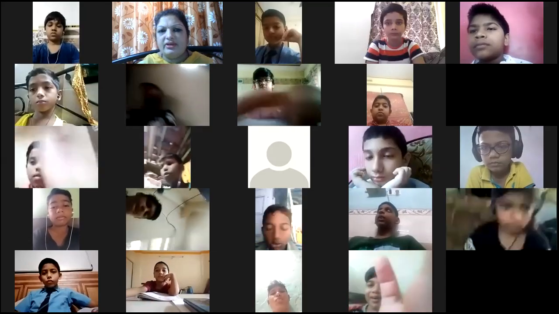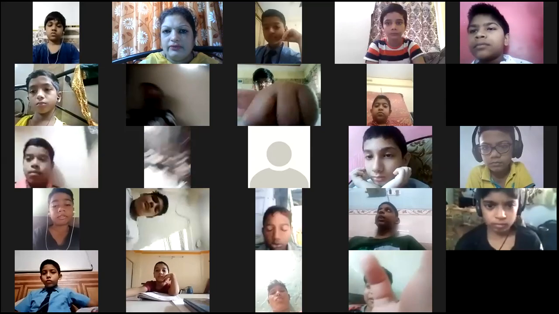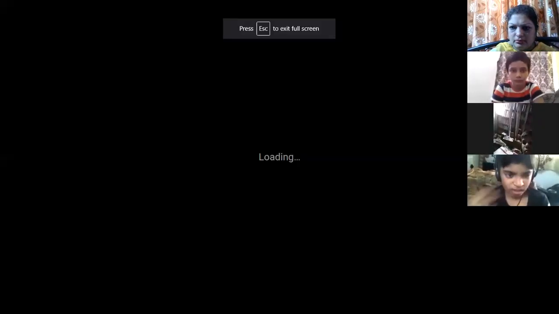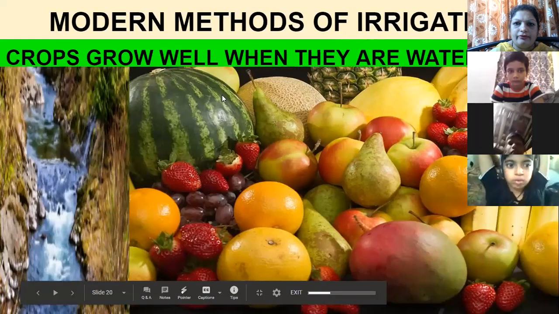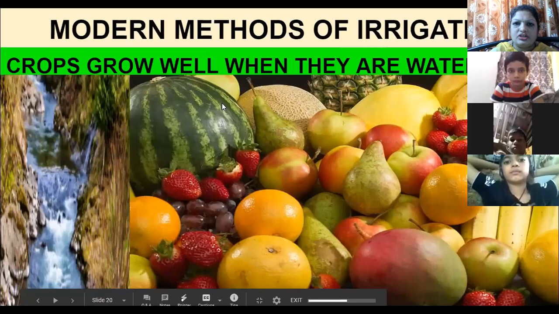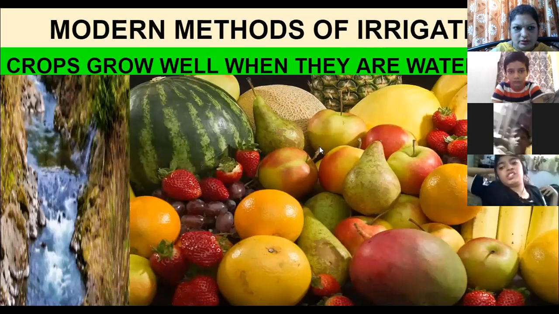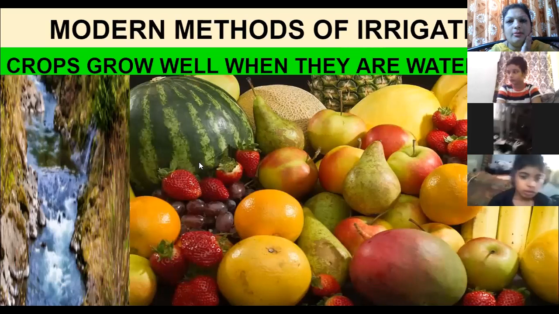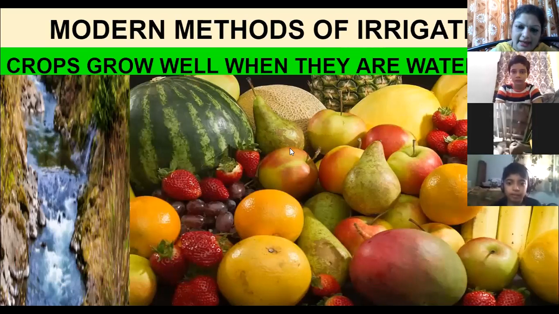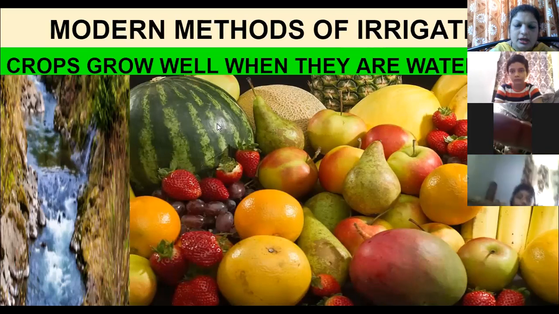In the previous session, I told you all that we will continue from the slide related to the modern means of irrigation. The modern means, the modern methods which will be used for irrigation. So we have to study today which are the modern methods of irrigation and what are the things which are really necessary for the crops to grow.